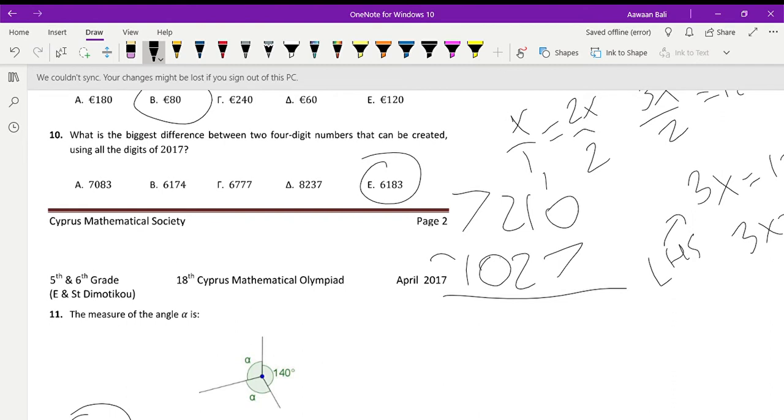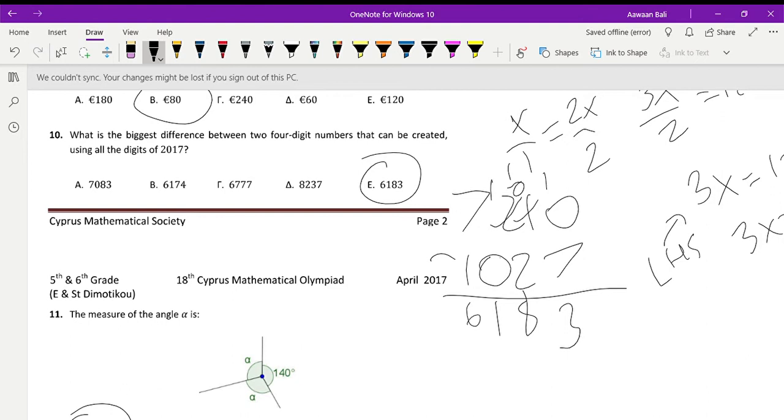So then 7210 minus 1027 is 6183. Yeah, and we subtract them because it's asking for the difference, the biggest difference. The reason why we took the biggest number and the smallest number to make the biggest difference is that if we have the biggest number and then subtract the smallest number possible, you will get the biggest difference possible.